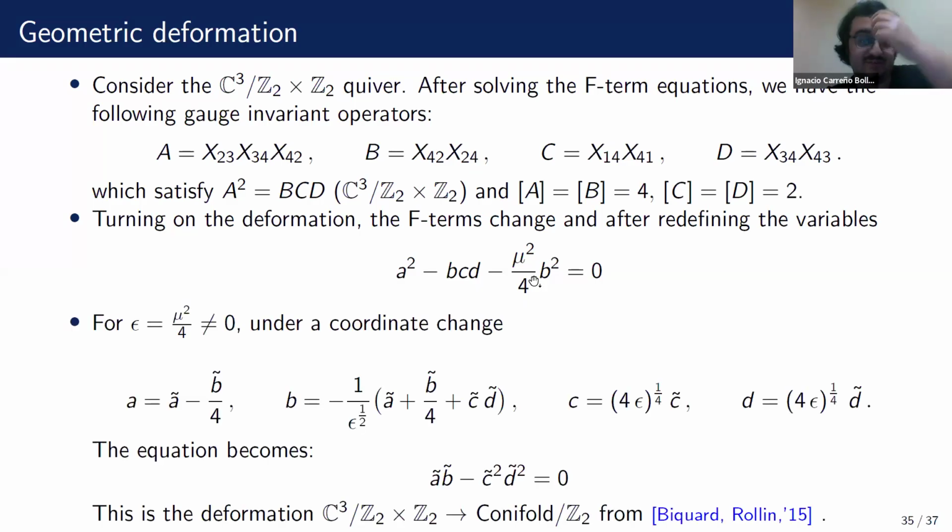So if mu is different from 0, we introduce a new coordinate epsilon, and we do this coordinate change that maps this middle equation to this equation at the bottom, which is exactly the defining equation of conifold mod Z2. Now, this deformation was originally studied by mathematicians as being the deformation between C3 mod Z2 times Z2 and the conifold mod Z2.